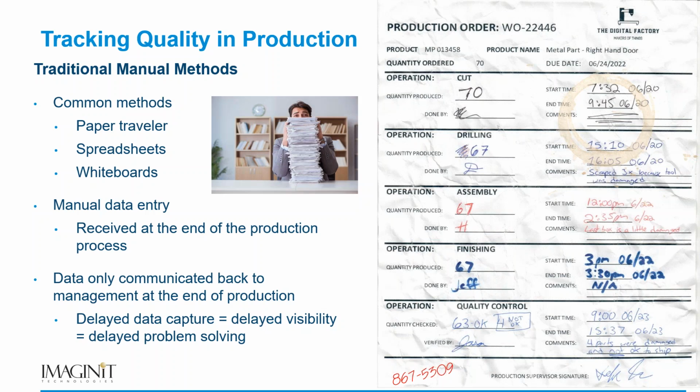So when you have all these paper travelers and spreadsheets and whiteboards, you have all this manual data entry. And whenever you have this, you have delayed data capture, and therefore delayed visibility, which means, well, yeah, delayed problem solving. How do I fix something I didn't know was a problem until a couple days later, or until I could track down that employee to actually communicate with him about what was on this work order and challenges and things he's running into.